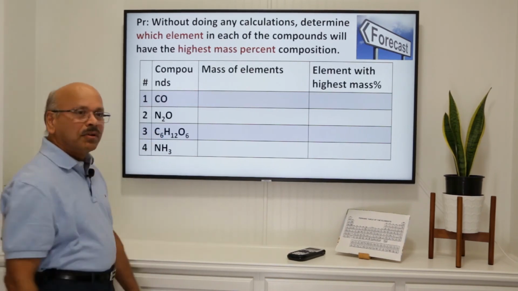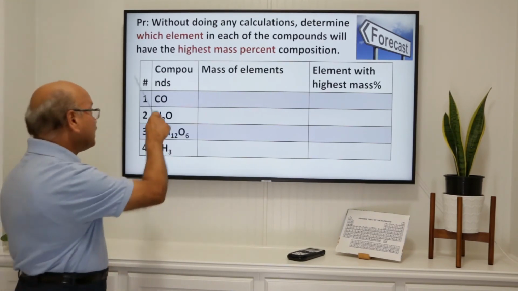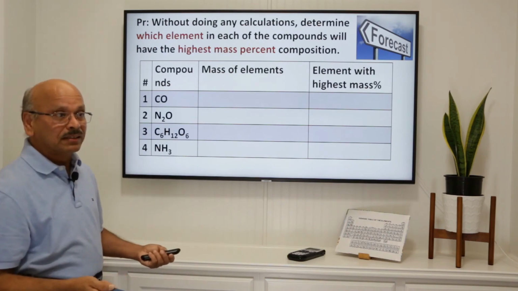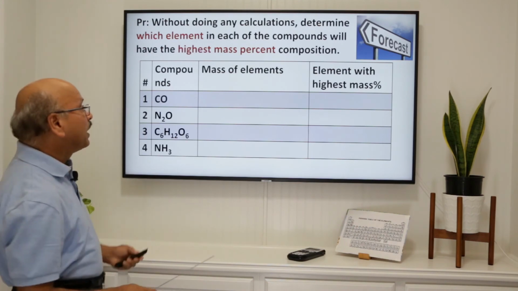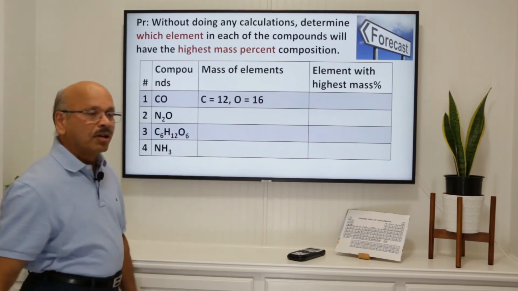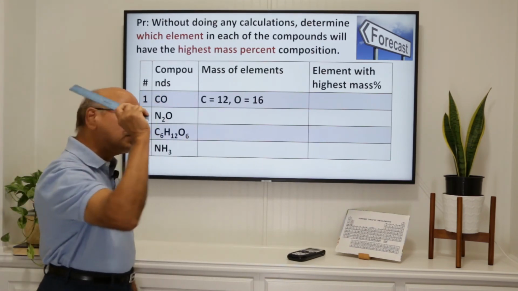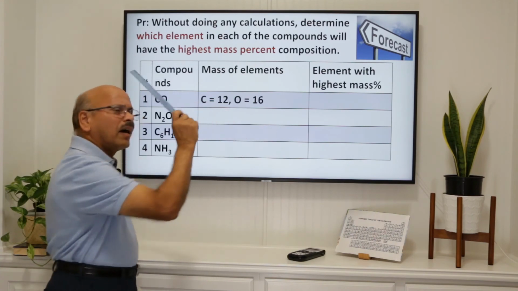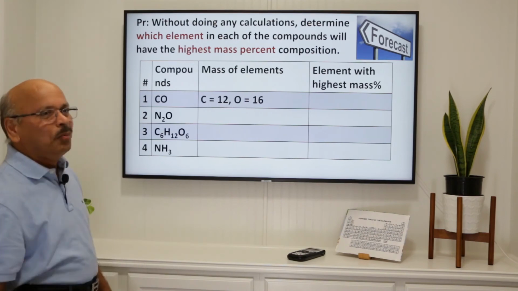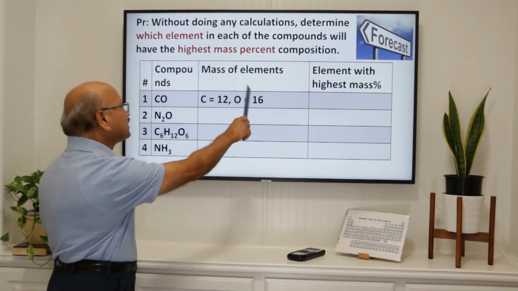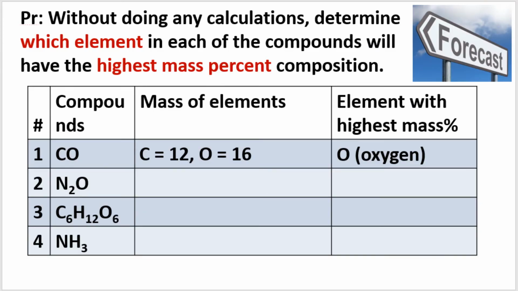For example, you take carbon monoxide. We have carbon and oxygen, and remember the percent is the mass of the element divided by the molar mass. So in the total, how much is the contribution from each element? In this case, carbon has a contribution of 12, oxygen has a contribution of 16. So if you calculate the percentage, naturally the oxygen will have the higher percentage. So that's the idea you have to think about. You need not even calculate. So you can say that oxygen is the element with the highest mass percent.